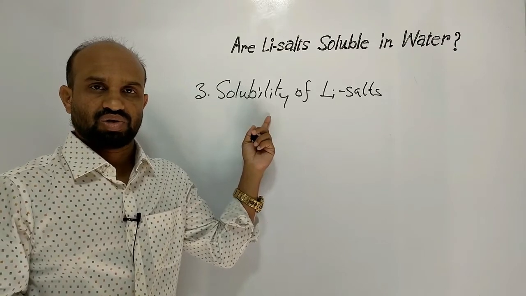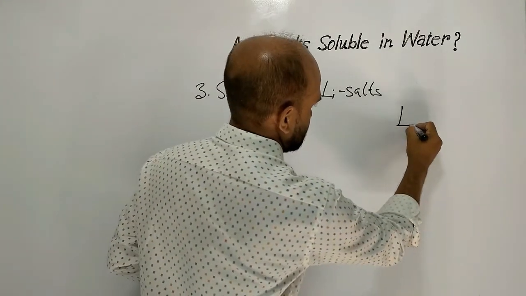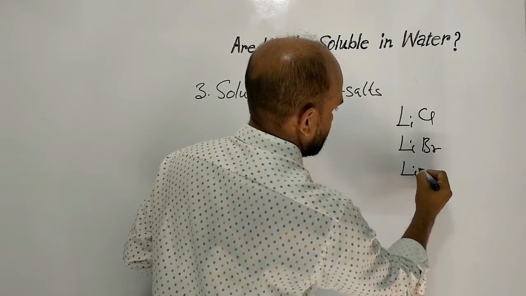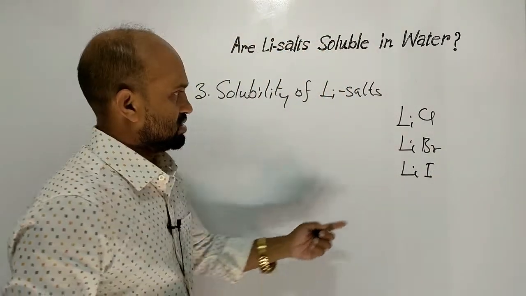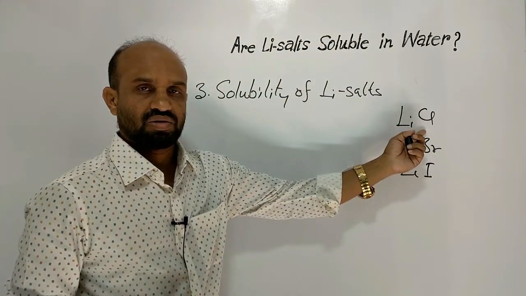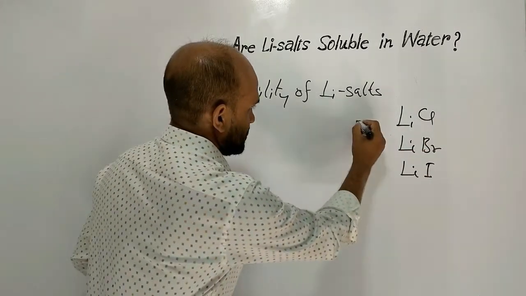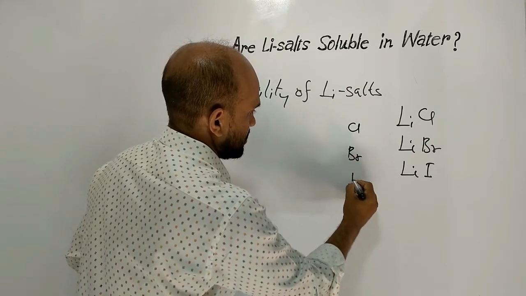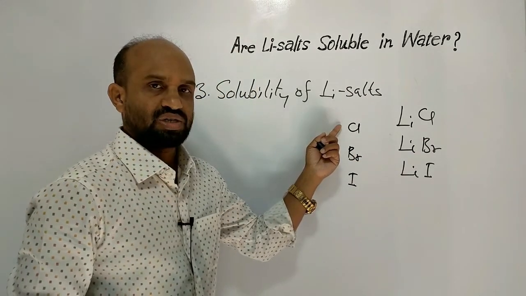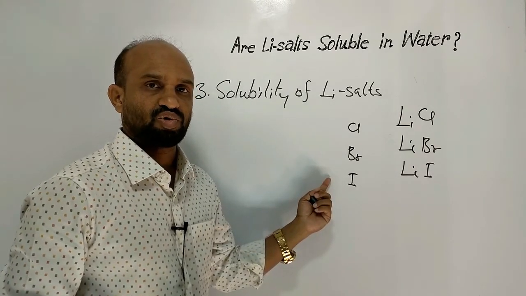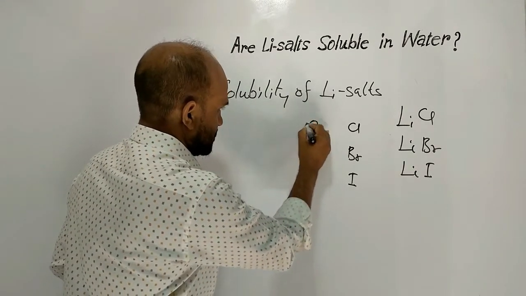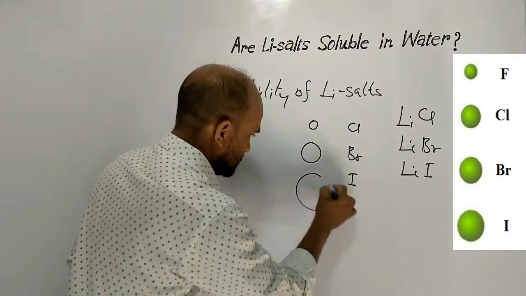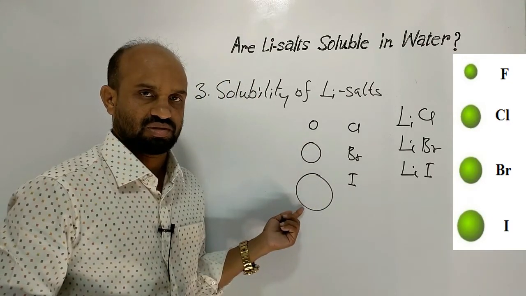Solubility of lithium salts. Lithium salts are lithium chloride, lithium bromide, and lithium iodide. The halogens chlorine, bromine, iodine in the periodic table remain in this way: chlorine, bromine, iodine. Atomic sizes increase from top to bottom. So this is smaller in size, this is bigger in size, this is even bigger in size.